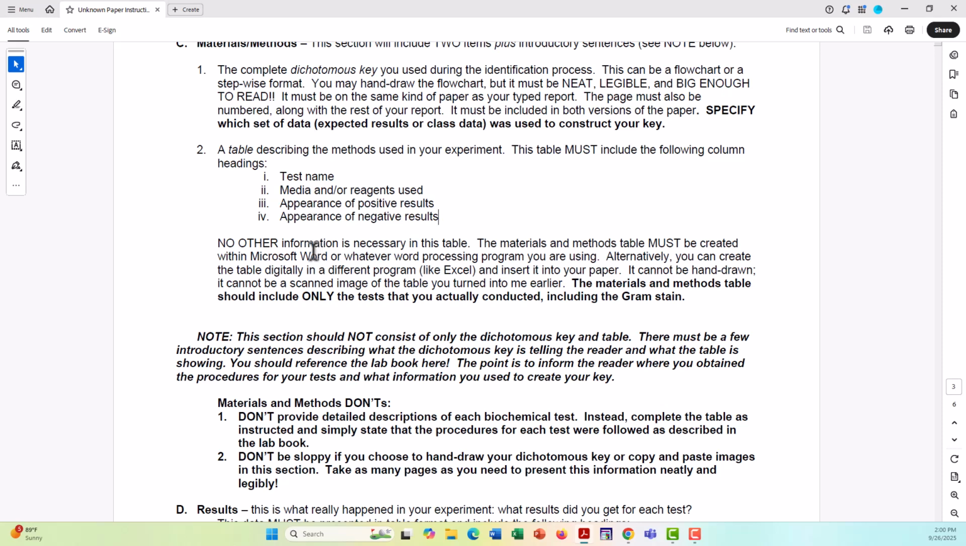This is where you can reference the lab book. So I don't want you to describe in detail how you did each test. The information that I want is really just what you're going to present in this table. But you can add a sentence or two about where you got the procedures from. So you could say the following tests were conducted following the procedures in the lab book, and then you cite the lab book. But you need to have some introductory sentences.